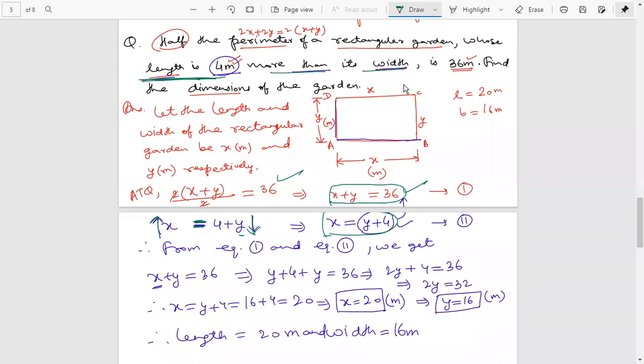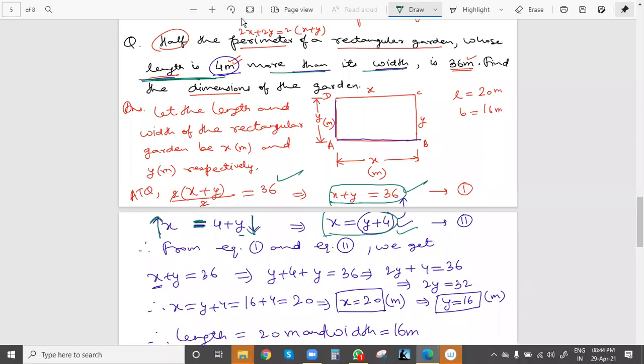We substitute x value y plus 4 in the first equation. So y plus 4 plus y equal to 36, 2y equal to 36 minus 4, 32. So y will be 32 by 2, 16. And then x will be y plus 4, that means 16 plus 4, 20. So x is length. Length will be 20 meter and width will be 16 meter. Any doubt? Hemant, you understood? Others? No, sir.